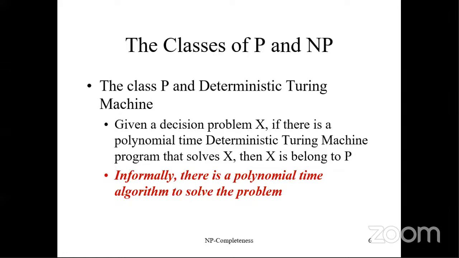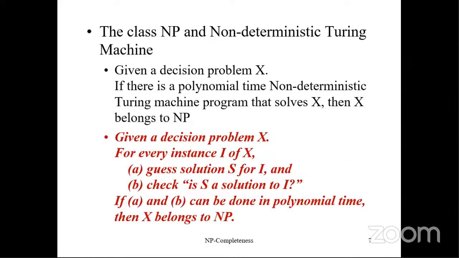In polynomial time algorithm to solve the problem. So we say that for that class of problem, it's a polynomial time algorithm that solves that problem. Now let's look at the class NP and the non-deterministic Turing machine. We see even the same problem X. If there is a polynomial deterministic Turing machine program that solves X, then X belongs to NP.